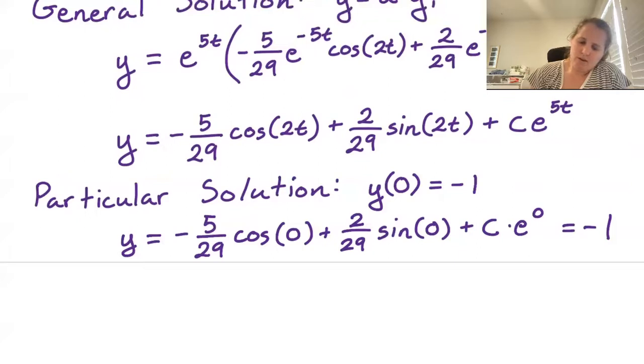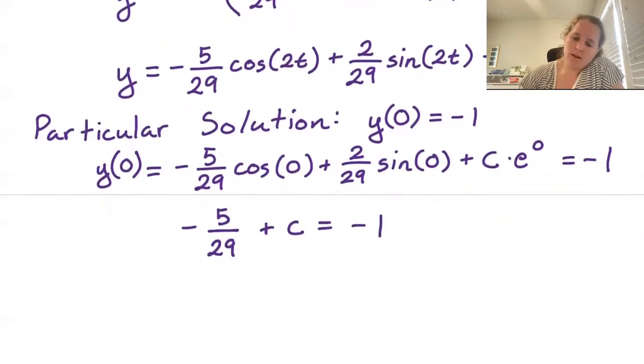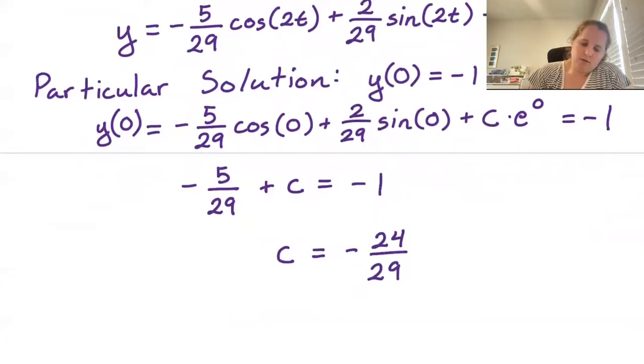I'm going to just write y of 0 out front in a moment. This was y of 0 equals that. So this becomes negative 5/29. Cosine of 0 is 1. Sine of 0 is 0, so that next term disappears. E to the 0th is 1, so we have negative 5/29 plus c is equal to negative 1. We therefore get that c is equal to negative 24/29.